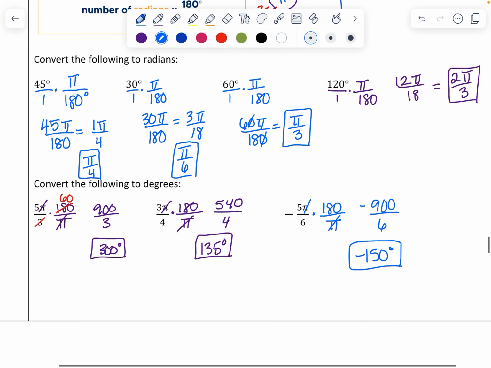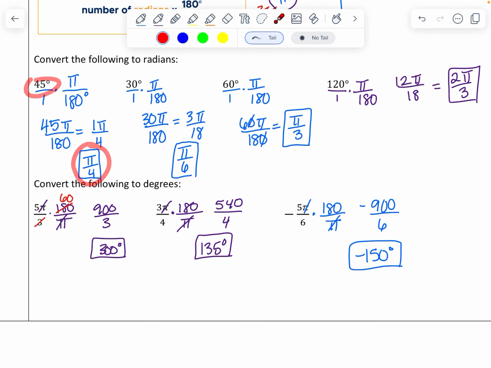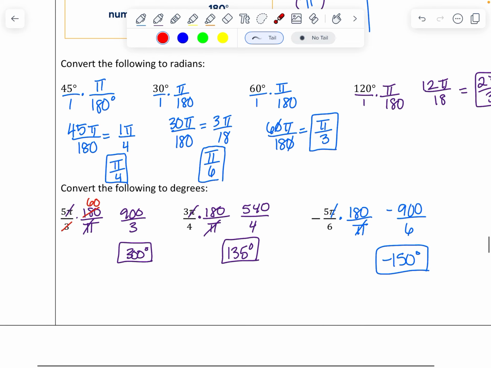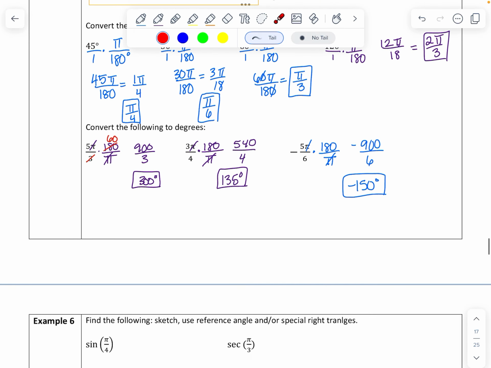degrees. So it's really helpful to know these main 3. 45 is pi over 4, because it's splitting half of 90. 30 is pi over 6, and 60 is pi over 3, because 180 degrees is 1 full pi radian. So that's where we get these fractions from. And if you know these, then converting the other ones is going to be much easier too.